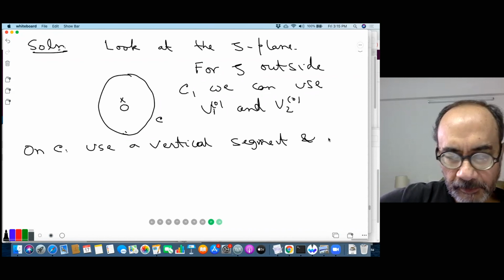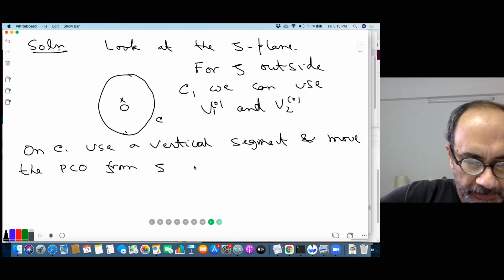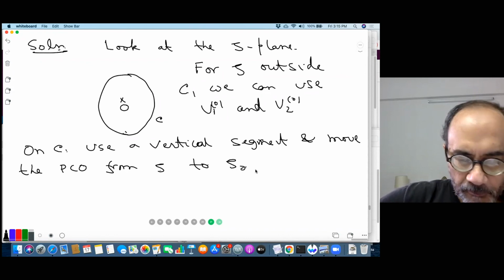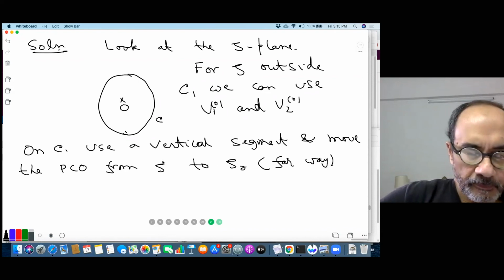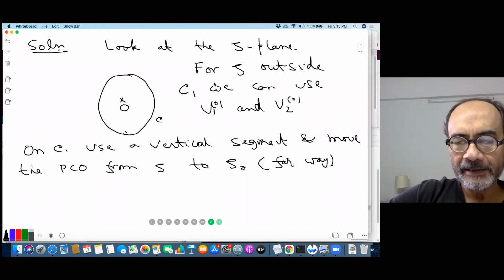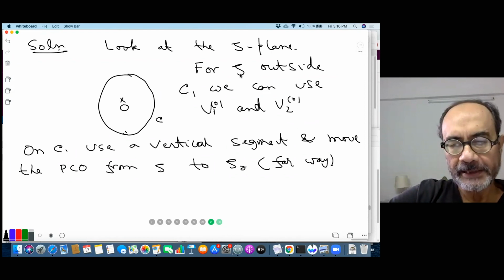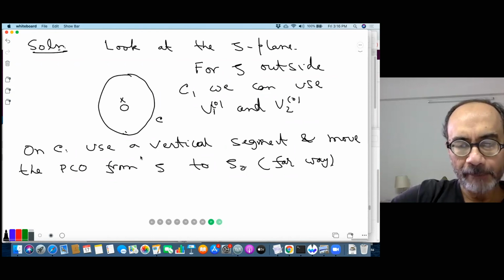And move the PCO from zeta to zeta naught, which is some far away point. So in other words, we had put the chi of zeta on top of the puncture at zeta, which we were calling Z W2 equal to 0 earlier. But it's a puncture at zeta. We have put the chi on top of zeta. Now on C we have to use a vertical segment to just move the PCO from zeta to zeta naught.